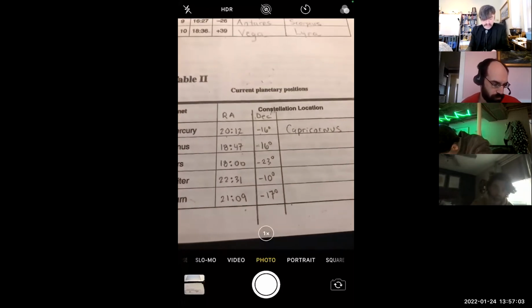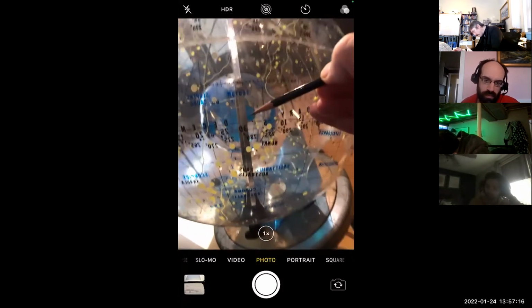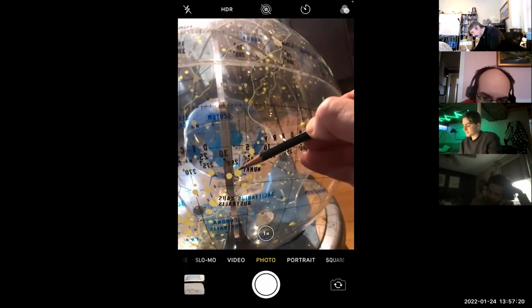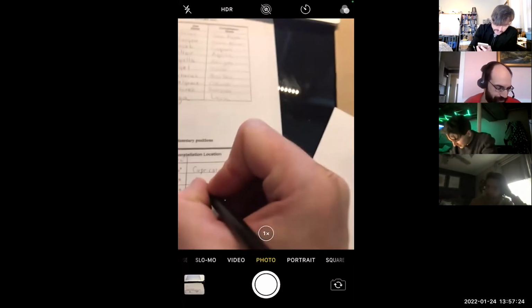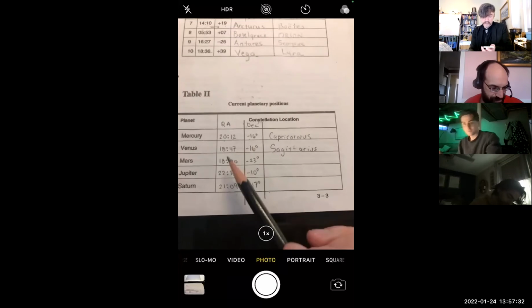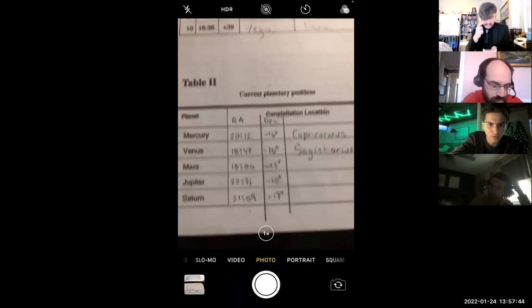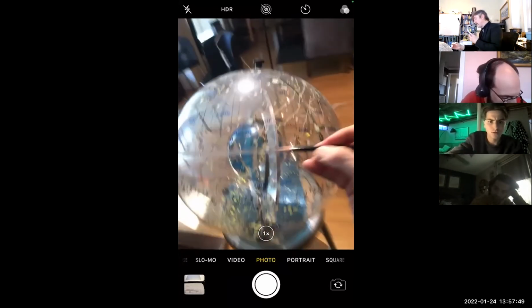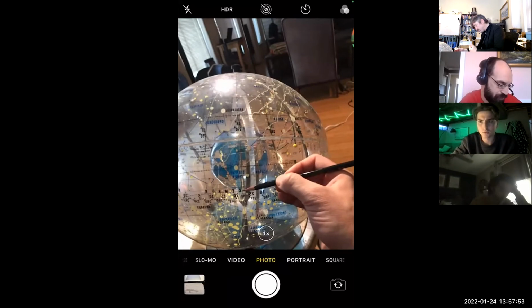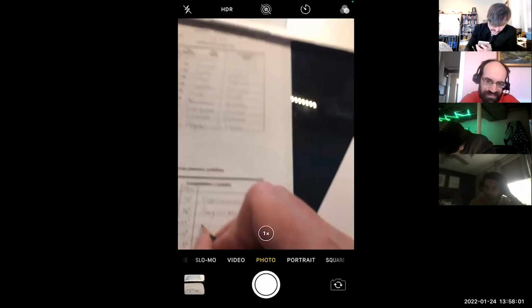Venus is 18 47 and -16. 18 47 and -10, -16 is here. And it looks like it's actually in Sagittarius. 18 hundred, and that looks like positive, but it's actually supposed to be a negative there. Sorry, there was a little eraser mark. That's -23. So 18 hundred hours, -23. Don't cross the dotted line. Ooh, Sagittarius. Mars and Venus are in conjunction.